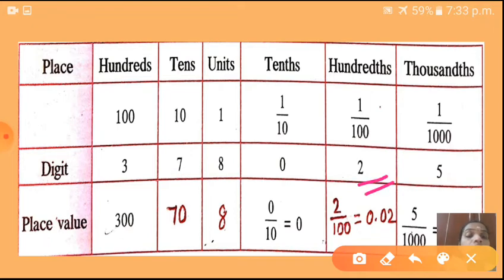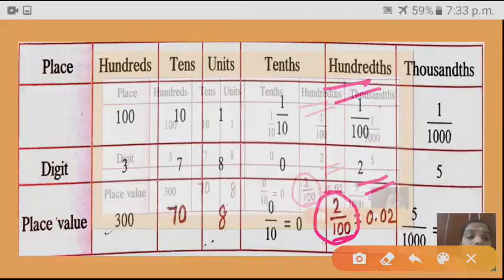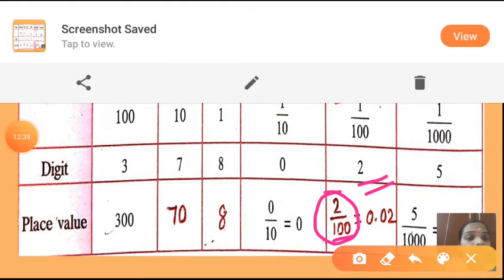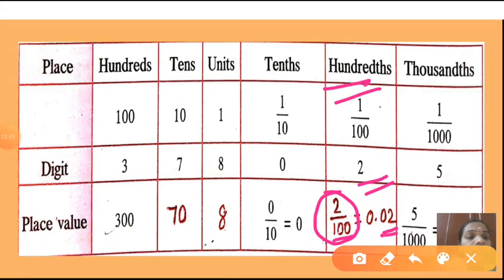And the hundredths place, see here children, which number is there? 2. So what is the place value? Yes, 2 upon 100, because this is the hundredths place. So 2 upon 100 is equal to 0.02. Isn't it children? That's why, after the decimal point 2 number will come, that means 0.02.